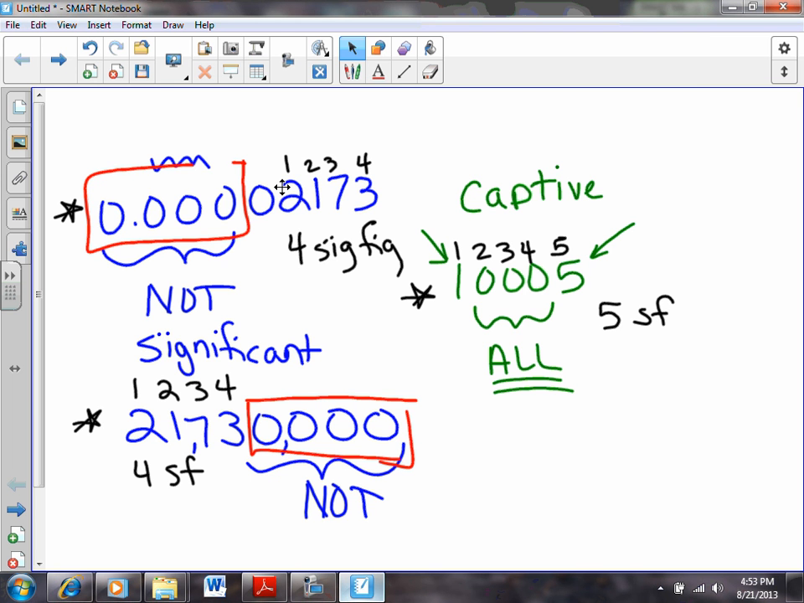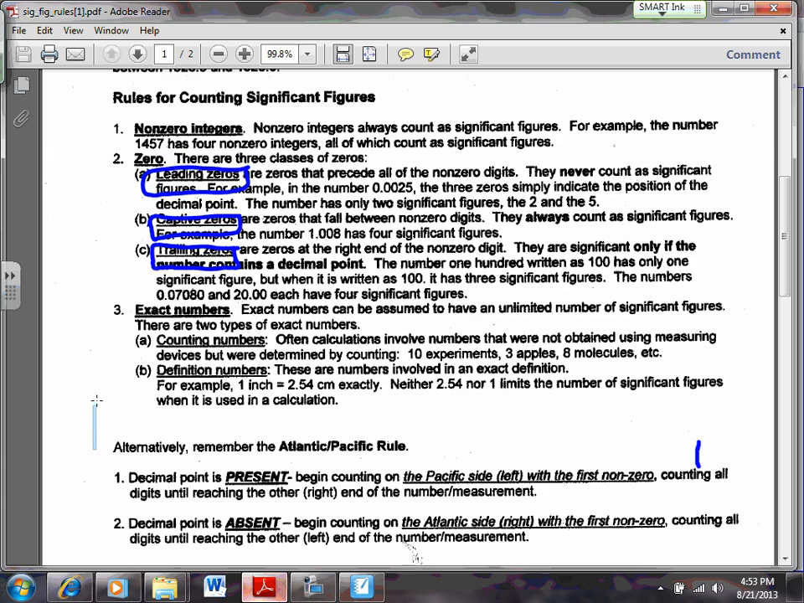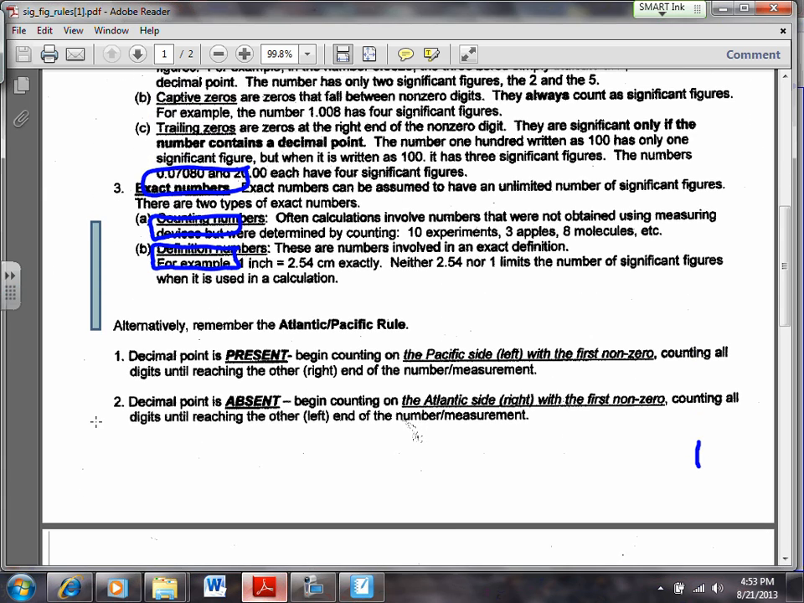Now, if we come back and look at this sheet again, they have what they call an Atlantic Pacific rule. So let's look at the Atlantic Pacific. It's all about the decimal when you're looking at these numbers. So if you look here, you'll see that the decimal point is what's critical. With the trailing zeros, they're at the right end of the non-zero digit, but they are significant only if the number contains a decimal point.